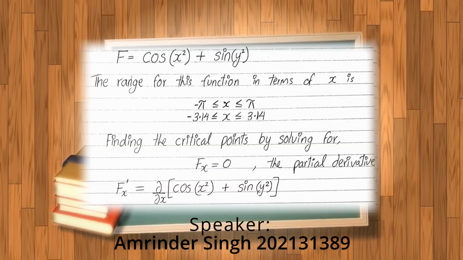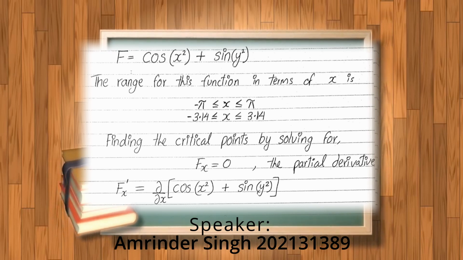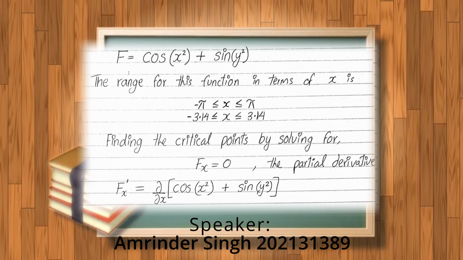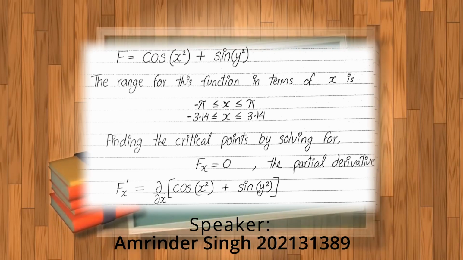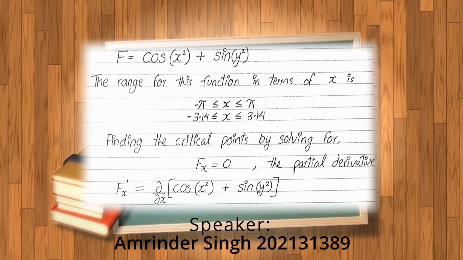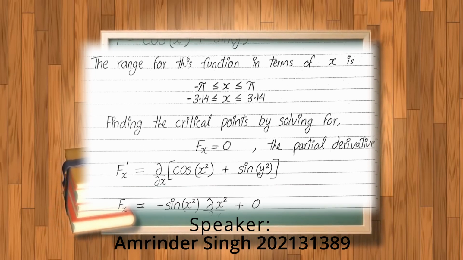Thank you very much for the introduction, John. Now we'll be looking at the critical points for this function, but I will be doing only in terms of x. So we have the function given as cosine x squared plus sine of y squared, and the range of x is given as negative pi to positive pi.